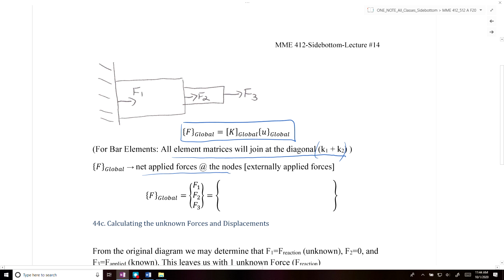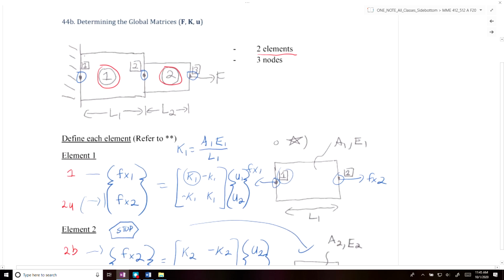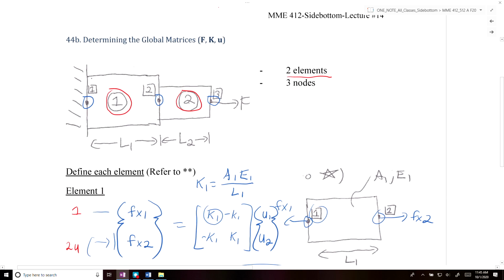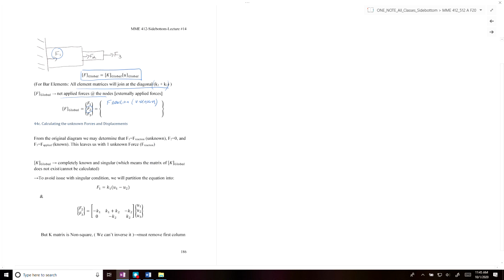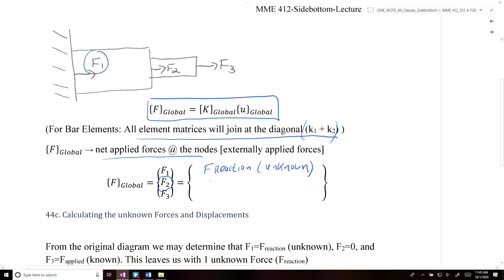In this case, F1 would be equal to our reaction force, and that's unknown. We don't know what the value of that force is. For F2, if we go back to our original problem, there was no externally applied force at F2, so we can set F2 equal to 0.